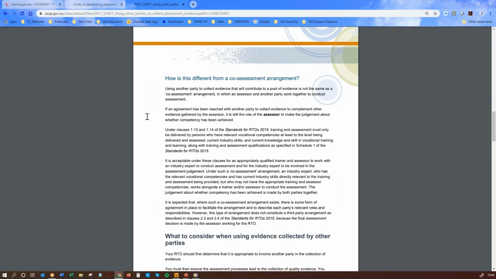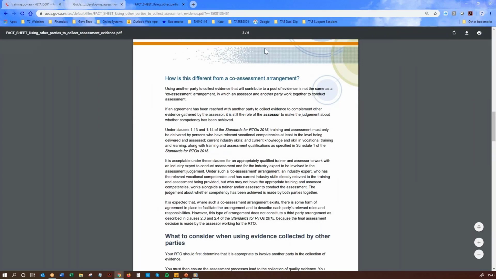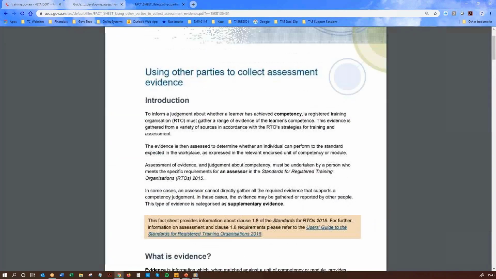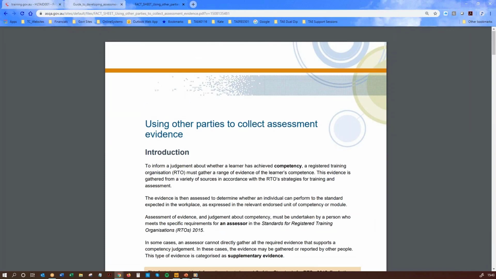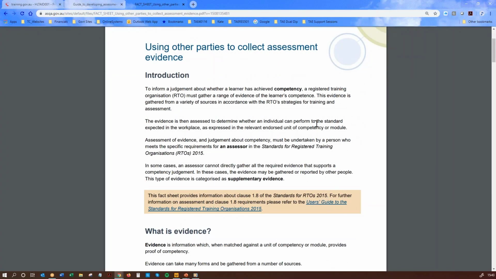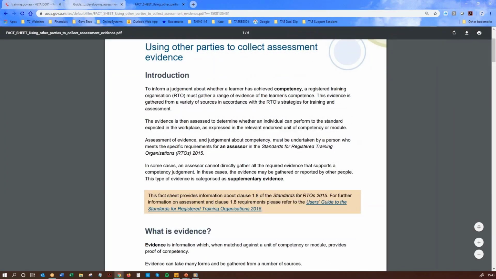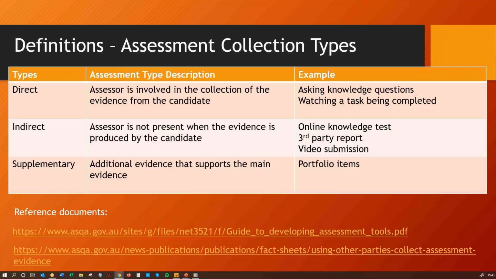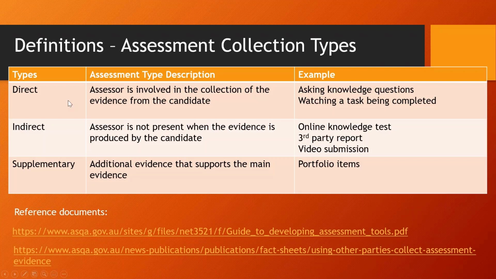So again, I'd suggest having a read about this concept of using others to collect evidence, as it's quite an important strategy to be very robust around. And the links for those are down the bottom of the page there, or you can just Google ASQA Guide to Developing Assessment Tools or fact sheet on using other parties to collect evidence.